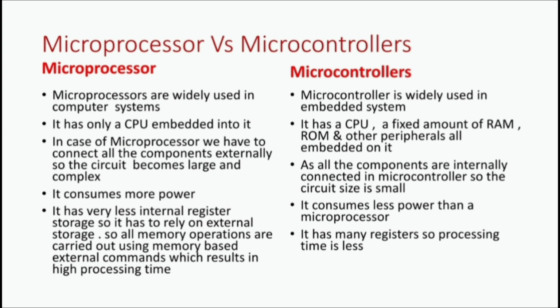Now, coming to the differences between the microprocessor and microcontroller. Microprocessors and microcontrollers are both essential components of digital devices, but they serve different purposes and have distinct characteristics. Coming to the microprocessor, it is a central unit, the brain of the computer system. It is designed to perform arithmetic and logic operations. Microprocessors are used in devices like desktop computers, laptops, and servers. They require external components like memory, input output devices, and peripherals to function effectively.